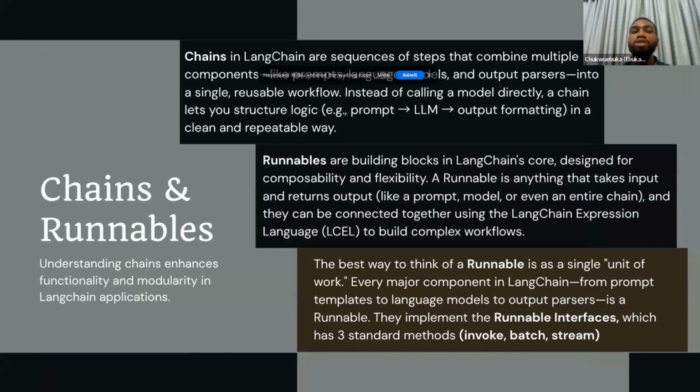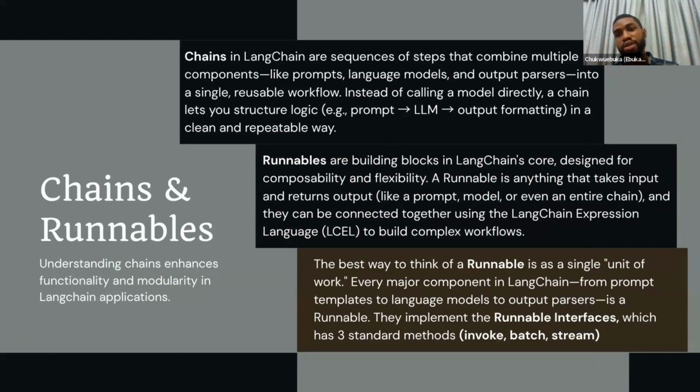So now we move to the core of Langchain. We have chains and runnables. Chains in Langchain are a sequence of steps that combine multiple components like prompts, language models, and output parsers into a single reusable workflow. So chains in Langchain orchestrate your whole process, from your inputs through all of the processing down to your output.